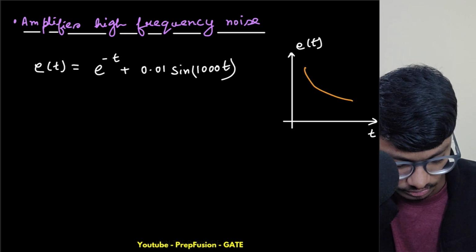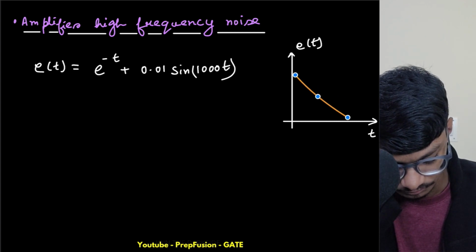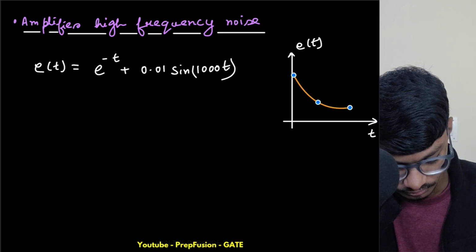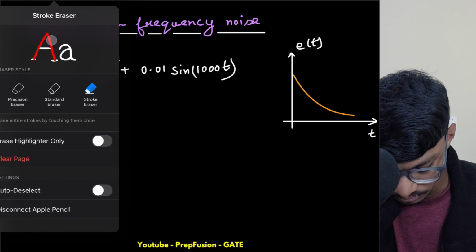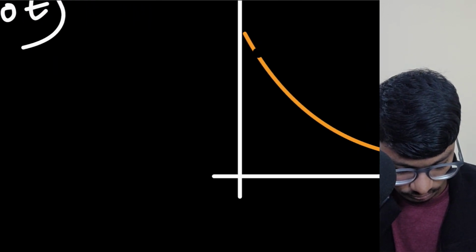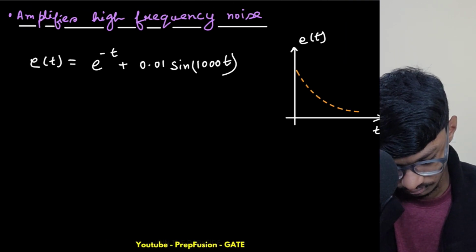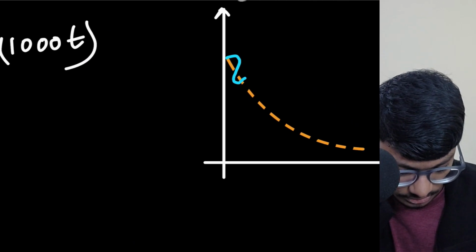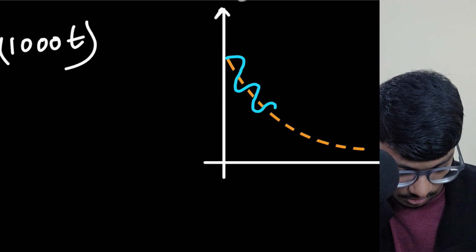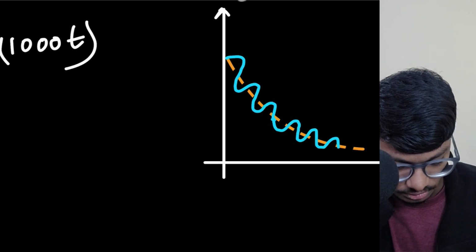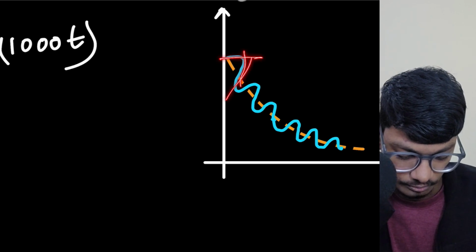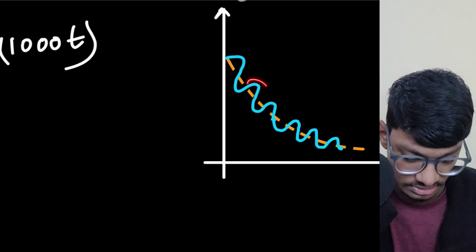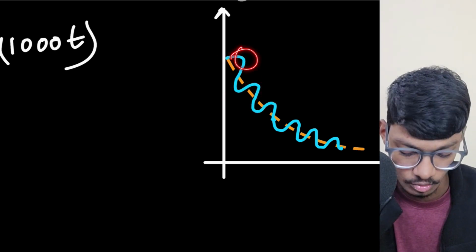So you draw this, then you just break it down. This will be something like this. My actual error signal will be something like this. Now the differentiator gives the slope, and the slope is very high because it's changing very fast. So obviously this high frequency component is dominating.